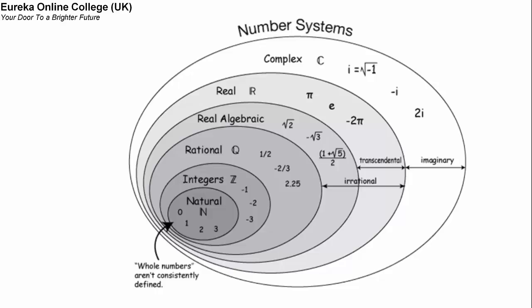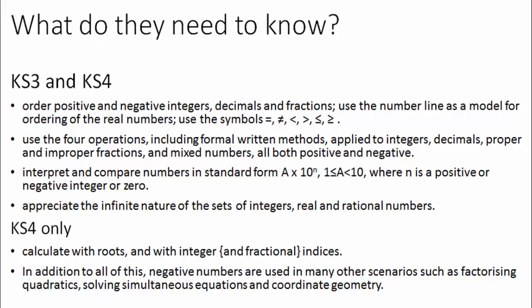Now I'm certain they won't expect anything ridiculous from them. I would imagine that little sentence in there just means that they'll need to appreciate that they're all infinite, and that in itself is just a fact. I don't see how they could easily test that, to be honest with you. And in Key Stage 4 you've got negative and fractional indices as well.